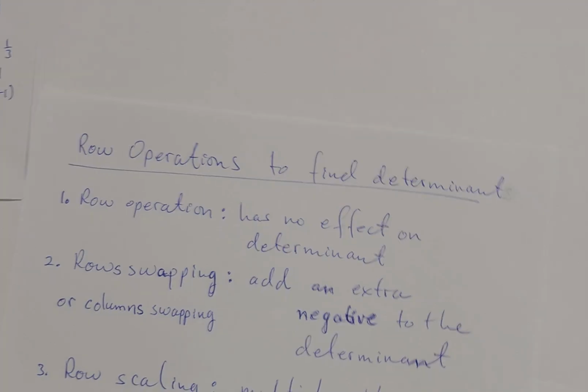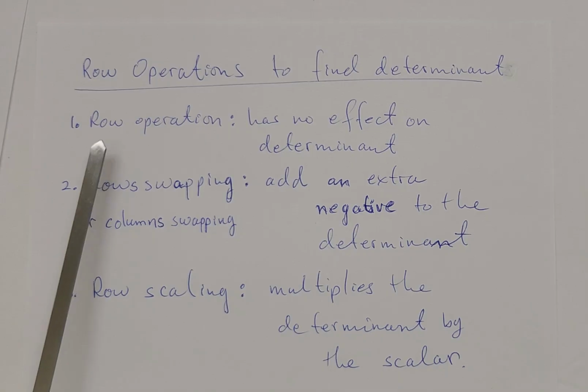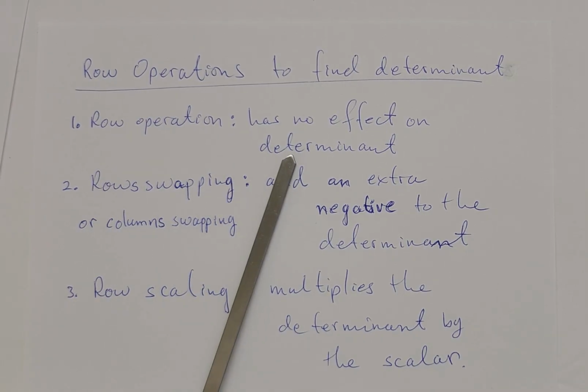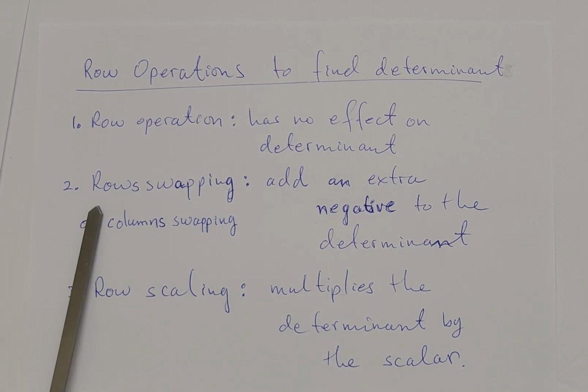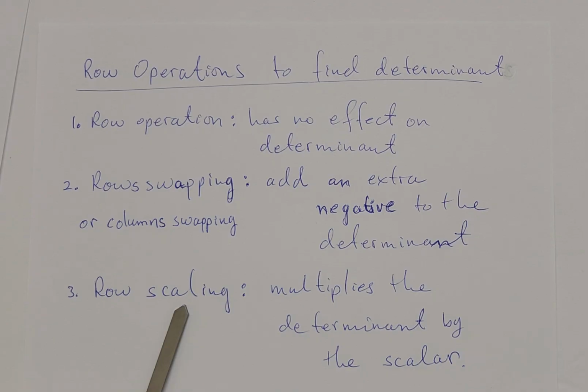So one more time, back to the row operations to find the determinant. Number one, row operations don't affect the determinant. They will give you the same results. However, if you switch the row or switch the column, you must put another negative in. If you scale that row operation, don't forget that number that you scaled. Bring it along with you, okay?